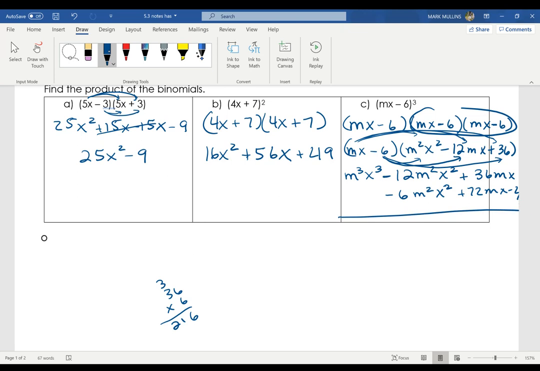So when I add, m cubed x cubed and a minus 18m squared x squared. And let's see, 72 and 36 would be 108mx. And then remember I had a minus 216, but I can't figure out how to not make it drop off the paper there. I guess I could write it like that.